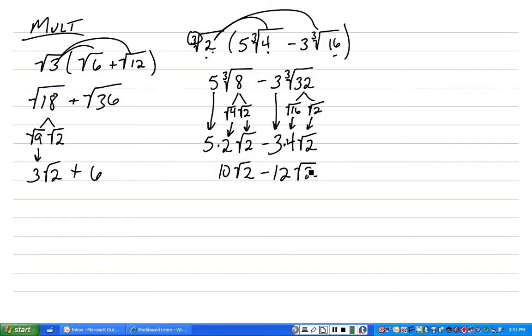Now look, square root of 2 and square root of 2: same radical and the same number inside the radical. So now we can subtract 10 minus 12, which gives us negative 2. So we get negative 2 square root of 2 for an answer.